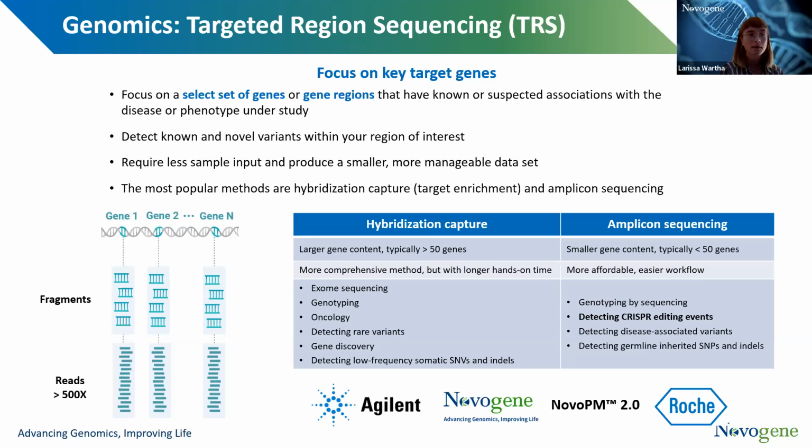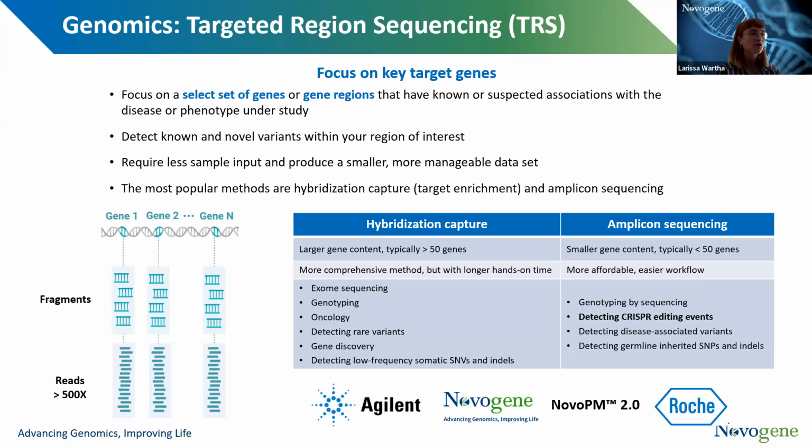Thanks, Larissa. Actually, we have another question regarding targeted region sequencing from Suraj, and he's asking if copy number variations, CNVs, can be detected using targeted region sequencing. No, you would not use this approach to look at copy number variations. You can still detect some copy number variations using whole exome sequencing.